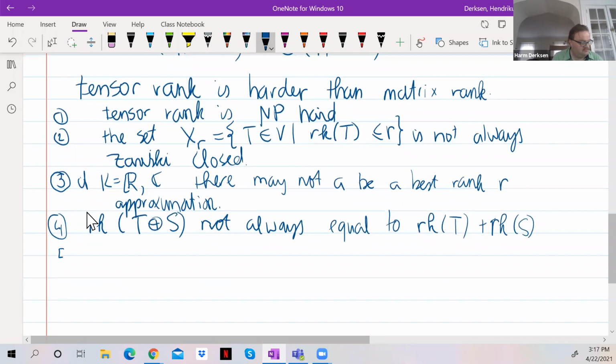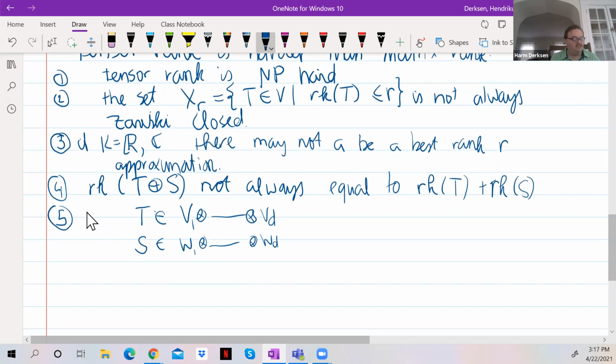And you can also look at the tensor product, but there are different notions of tensor product. So let's say T lies in V1 tensor through VD, and S lies in maybe some other tensor product, but also with D factors. Then you can take the Kronecker tensor product, which I usually denote by this, because it's just a tensor product, but you view it in the tensor product of these spaces. So it's still a tensor of order D.